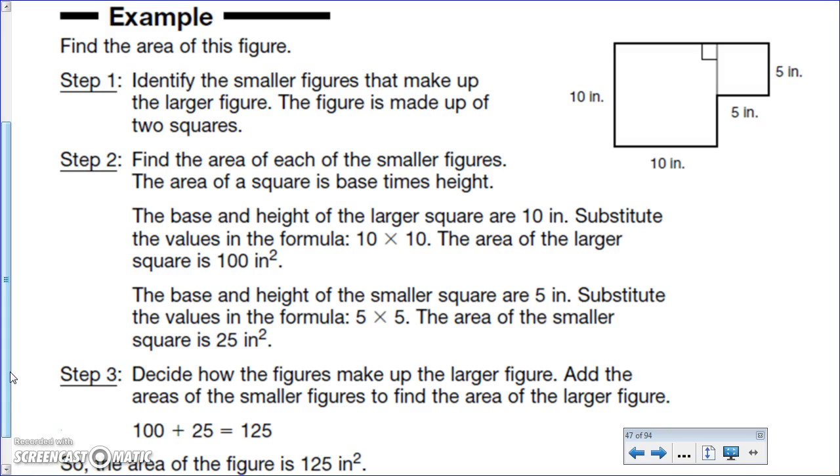Step 3, decide how the figures make up the larger figure. Add the area of the smaller figures to find the area of the larger figure. So 100 plus 25 equals 125. So the area of the figure is 125 inches squared.